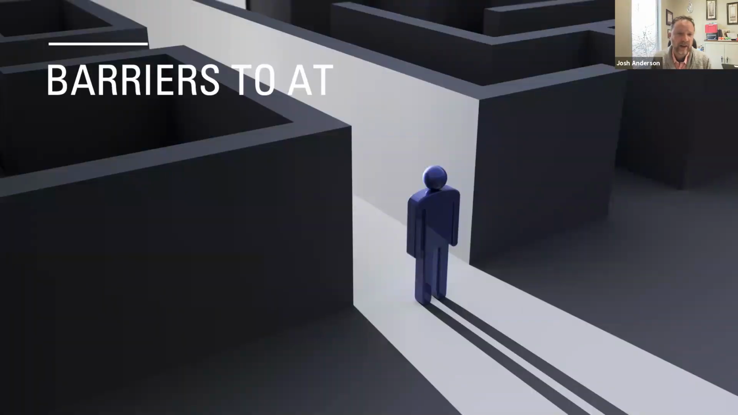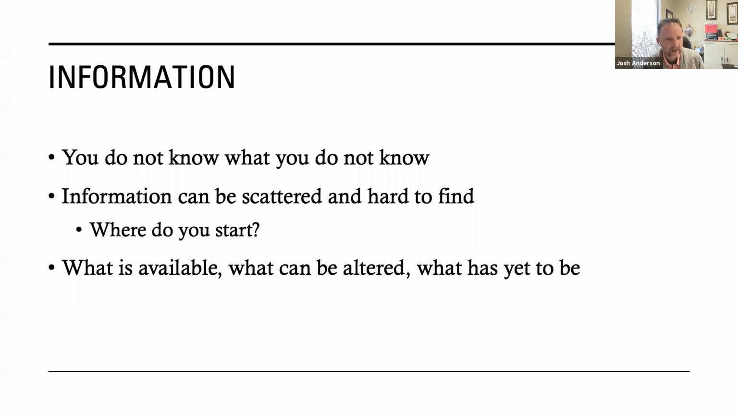Speaking of barriers, there are some barriers to AT, some things that will really kind of have to be dealt with if we're ever going to be able to have full inclusion, or ever be able to have everyone have access to assistive technology. The first one is information. You just don't know what you don't know. Before I worked as a job coach and in those kind of things, I don't think I even knew assistive technology existed. I had absolutely no idea.